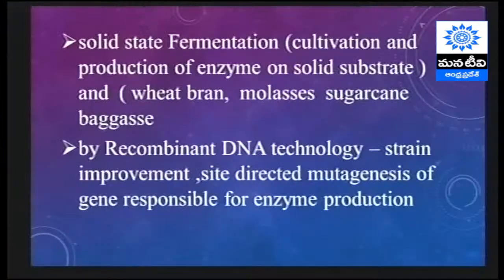And the fourth method, and commercially more viable method, is recombinant DNA technology. Recombinant DNA technology provides many advantages compared with the other fermentation methods. It provides the advantage of strain improvement. Through site directed mutagenesis, we can improve the activity of a gene responsible for production of that particular enzyme. What are the steps involved in recombinant DNA technology? Generally, we insert our gene of interest into the vector, and that is transferred into a host that will give rise to multiple copies of the gene.